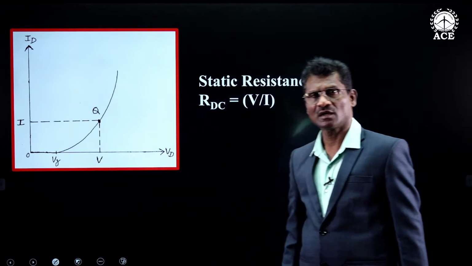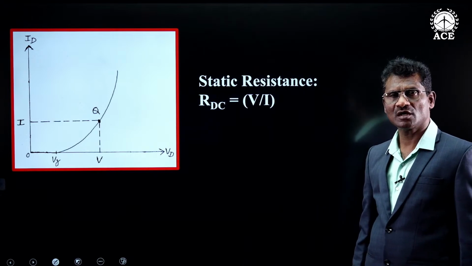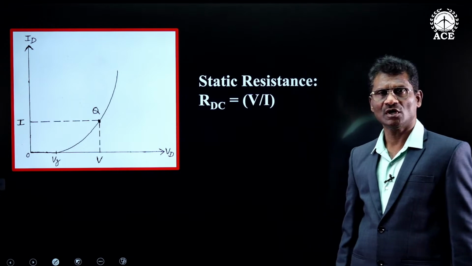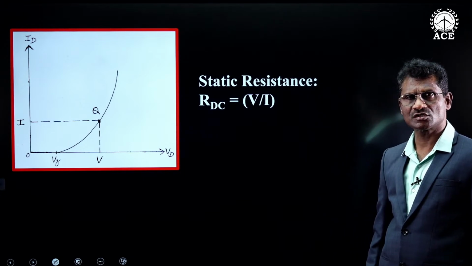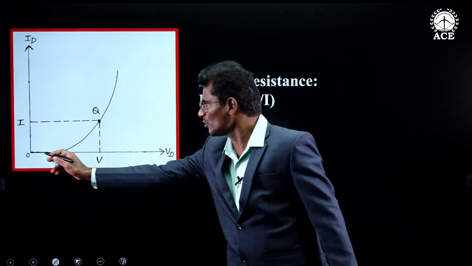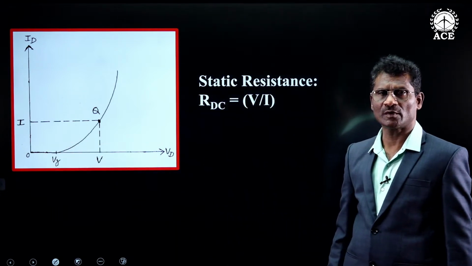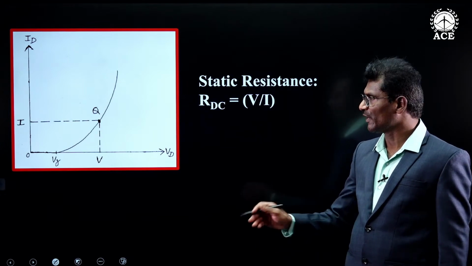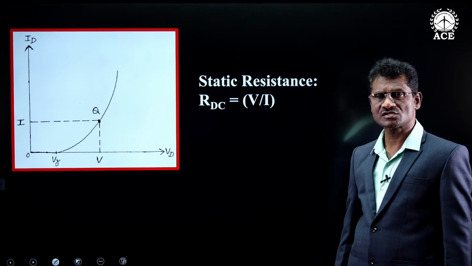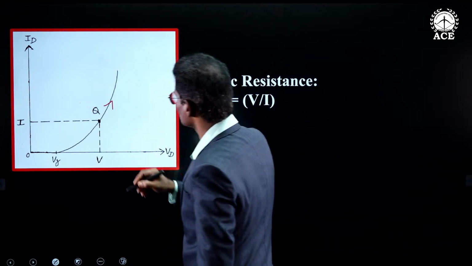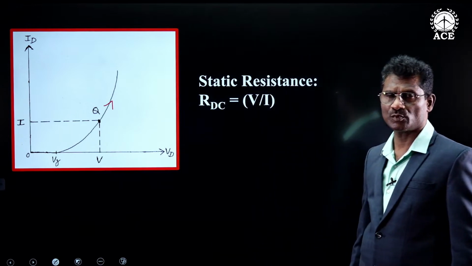Until V gamma, the cut-in voltage, offset voltage, breakpoint voltage, threshold voltage or firing point voltage, current will be very small for the practical case, 0 for the ideal case. Beyond V gamma, as forward bias increases, current increases. How? Exponentially.